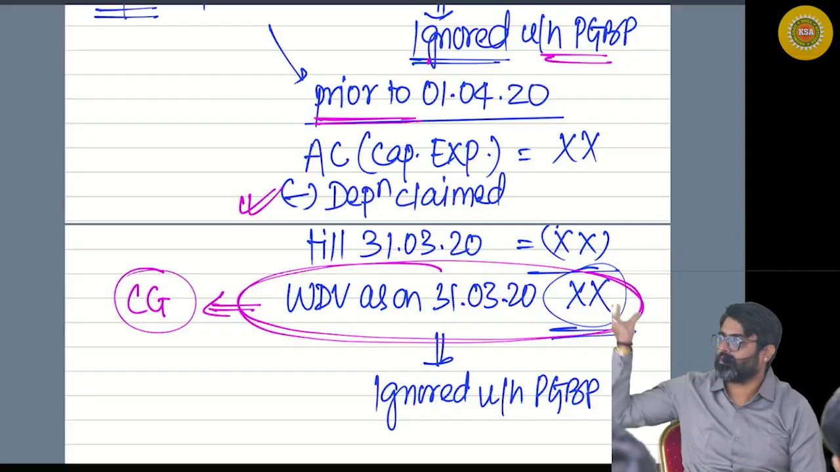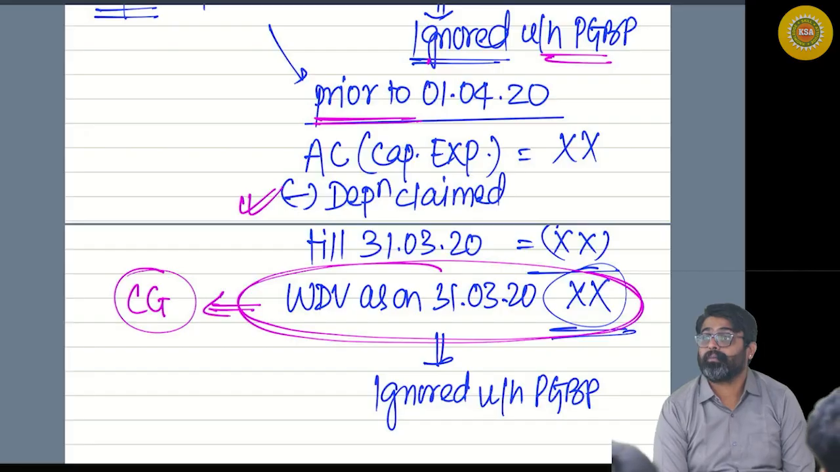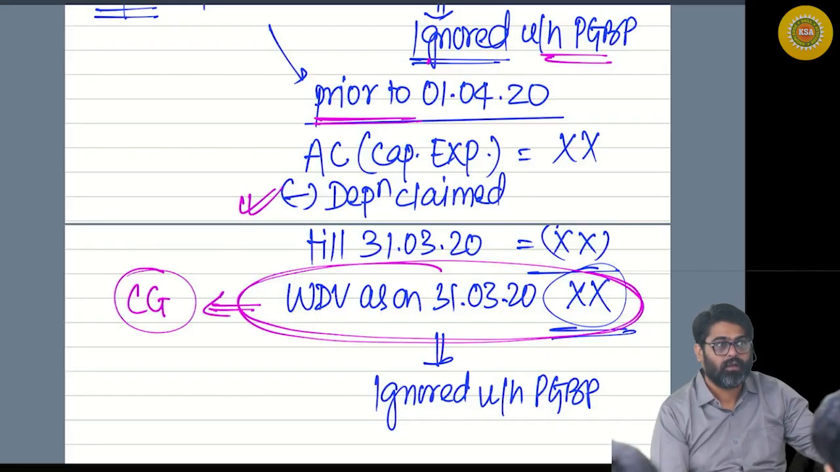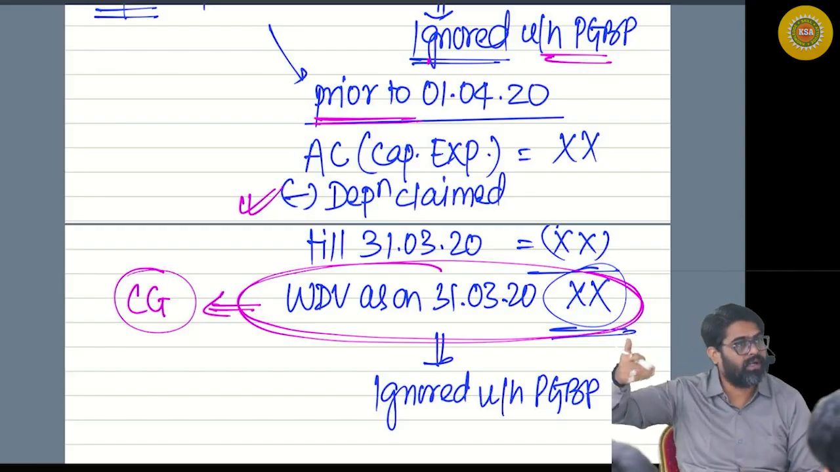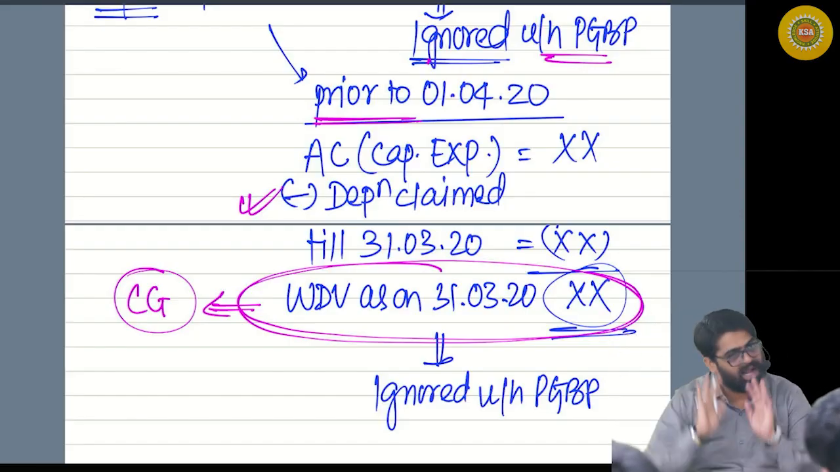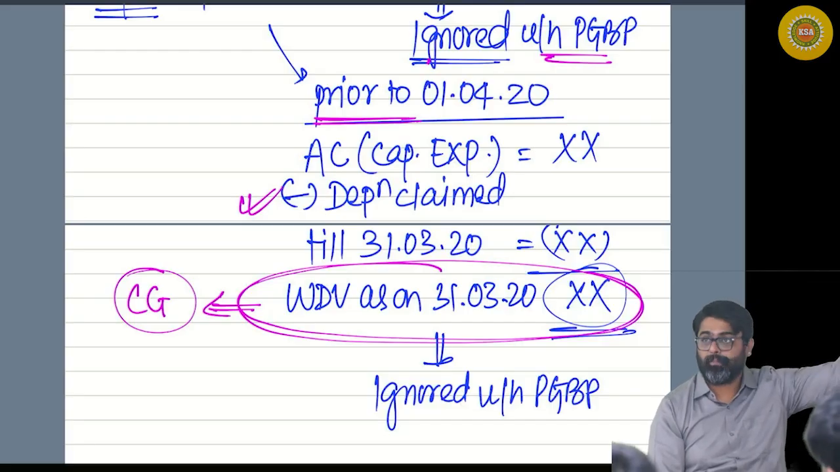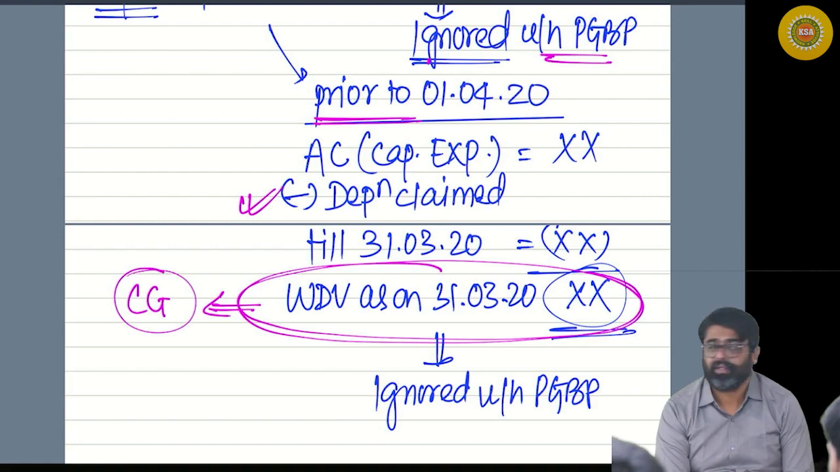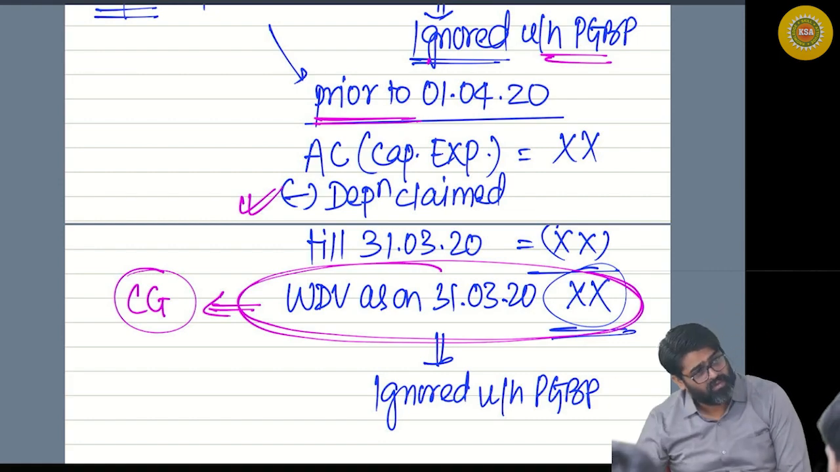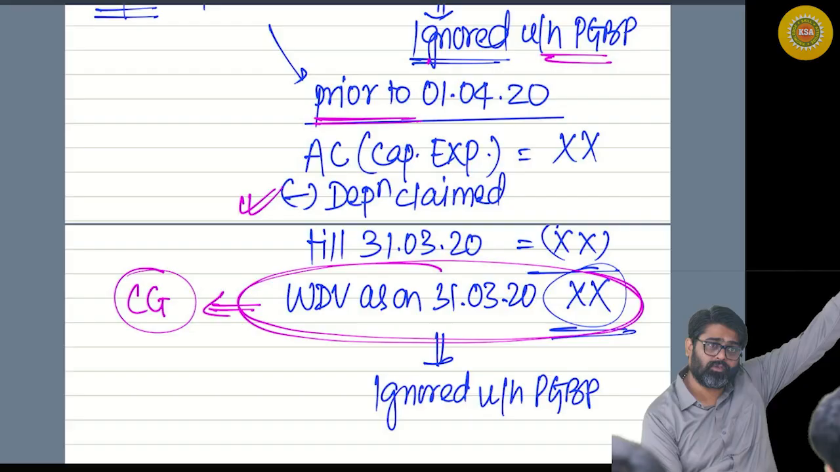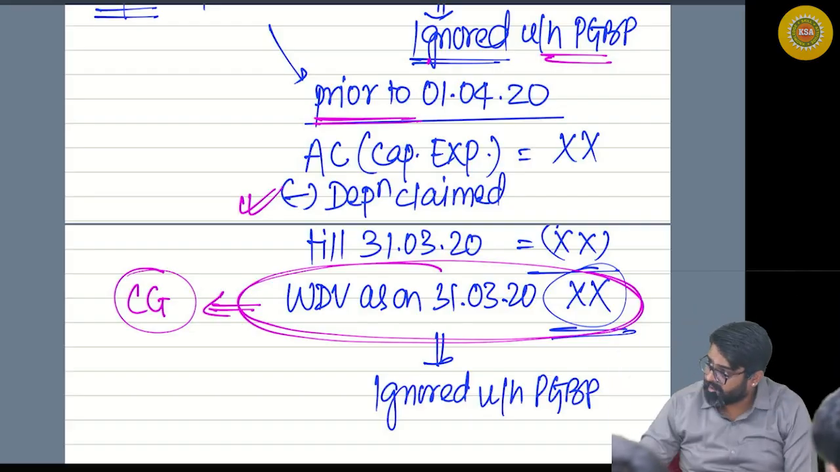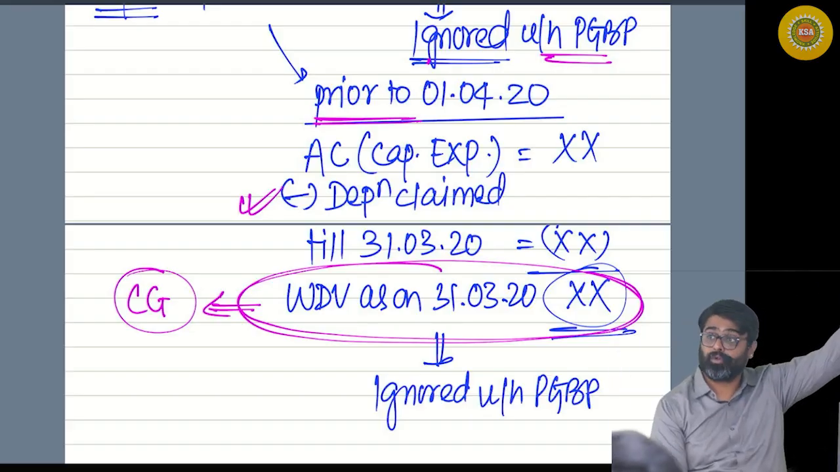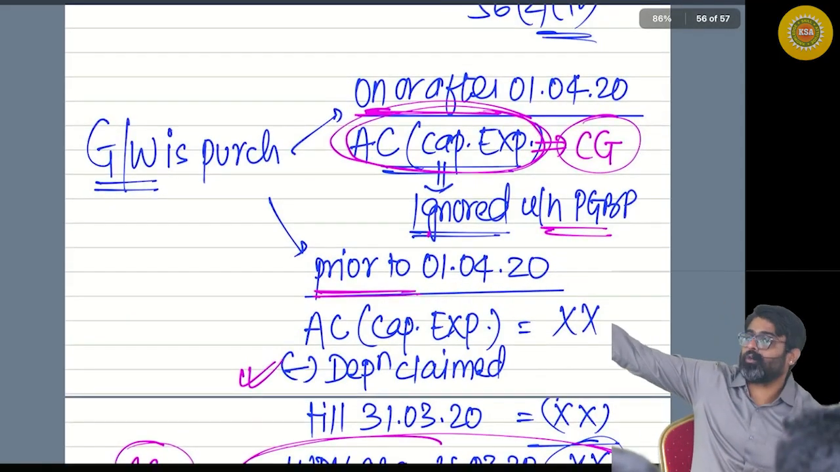Because out of the cost, some cost we have already allowed you to calculate PGBP income in the form of depreciation. To that extent, the cost will not be allowed again. But the remaining cost which we have already ignored under the head PGBP, that cost now you can take under the head capital gain while calculating capital gain of this asset. Yes or no? Will it be allowed right now, or at the time when the goodwill will be sold and the capital gain will be calculated? At that time, this cost and this cost will be allowed there.